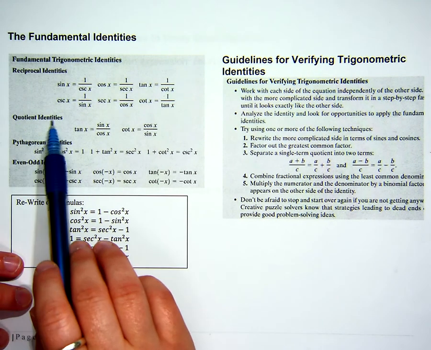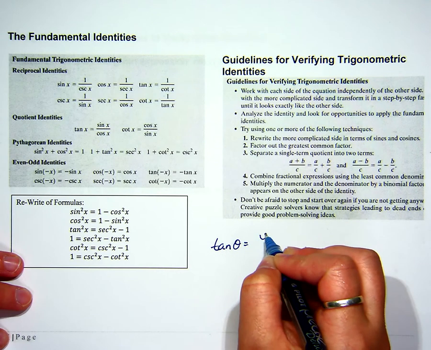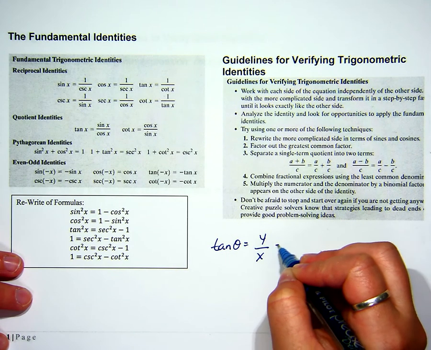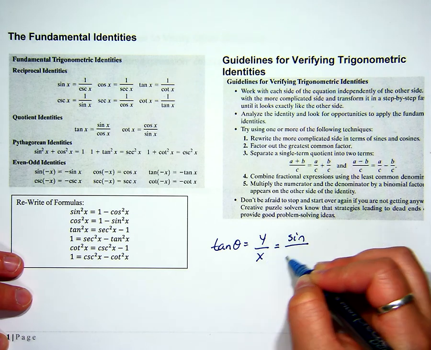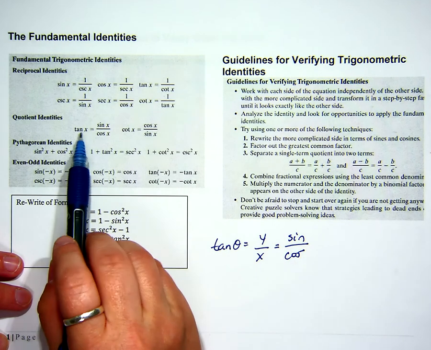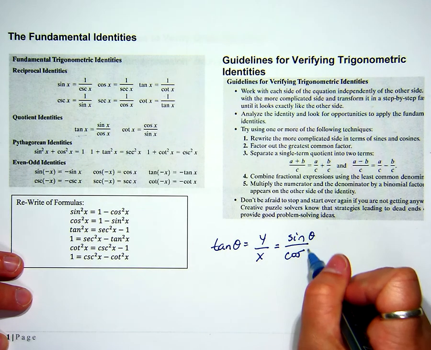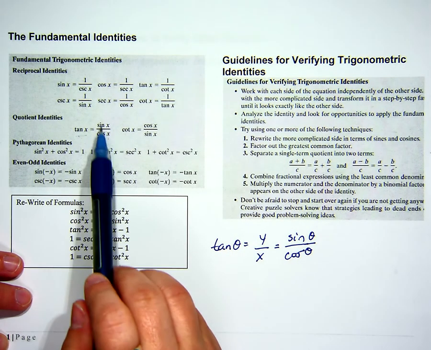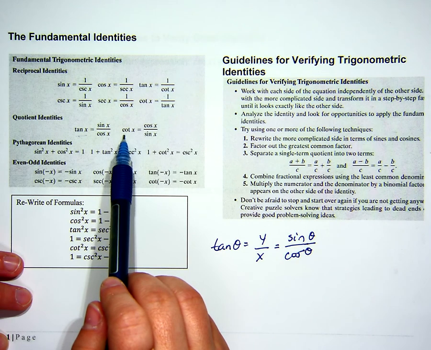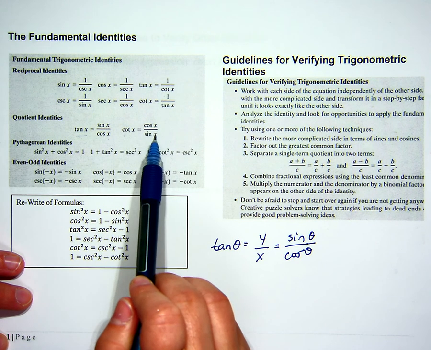The new ones, the quotient identities. Remember that the tangent function is y over x, but for a unit circle, y is sine, and for a unit circle, x is cosine. Therefore, tangent of theta, or tangent of x, is equal to sine over cosine. If tangent is sine over cosine, then cotangent is the reciprocal, or flip, of the tangent: cosine over sine.